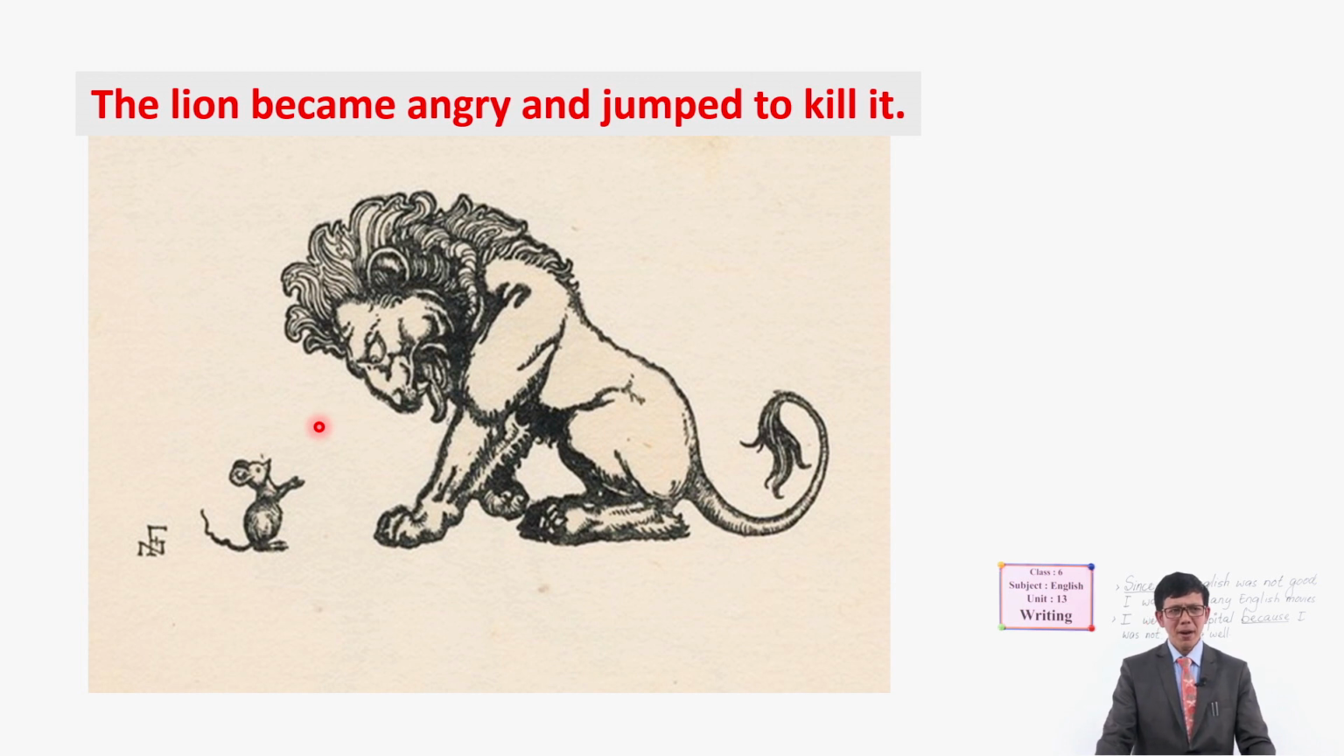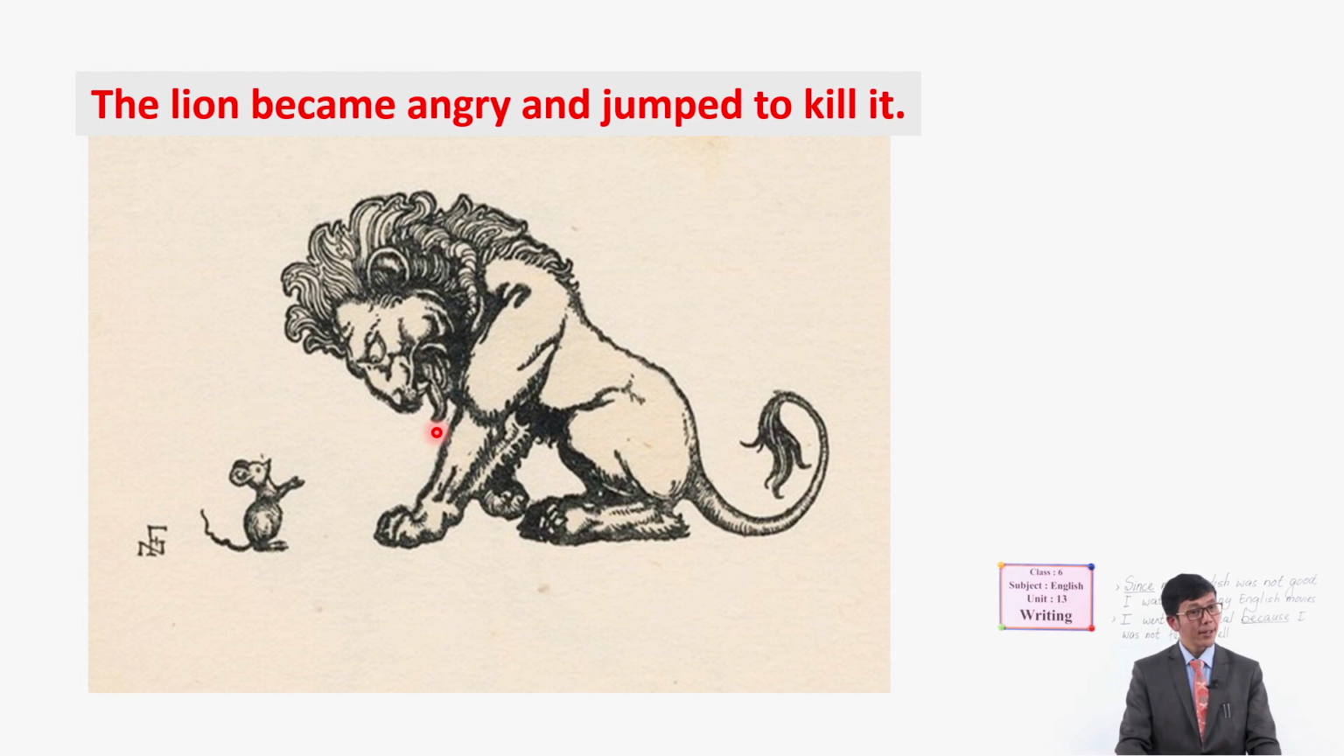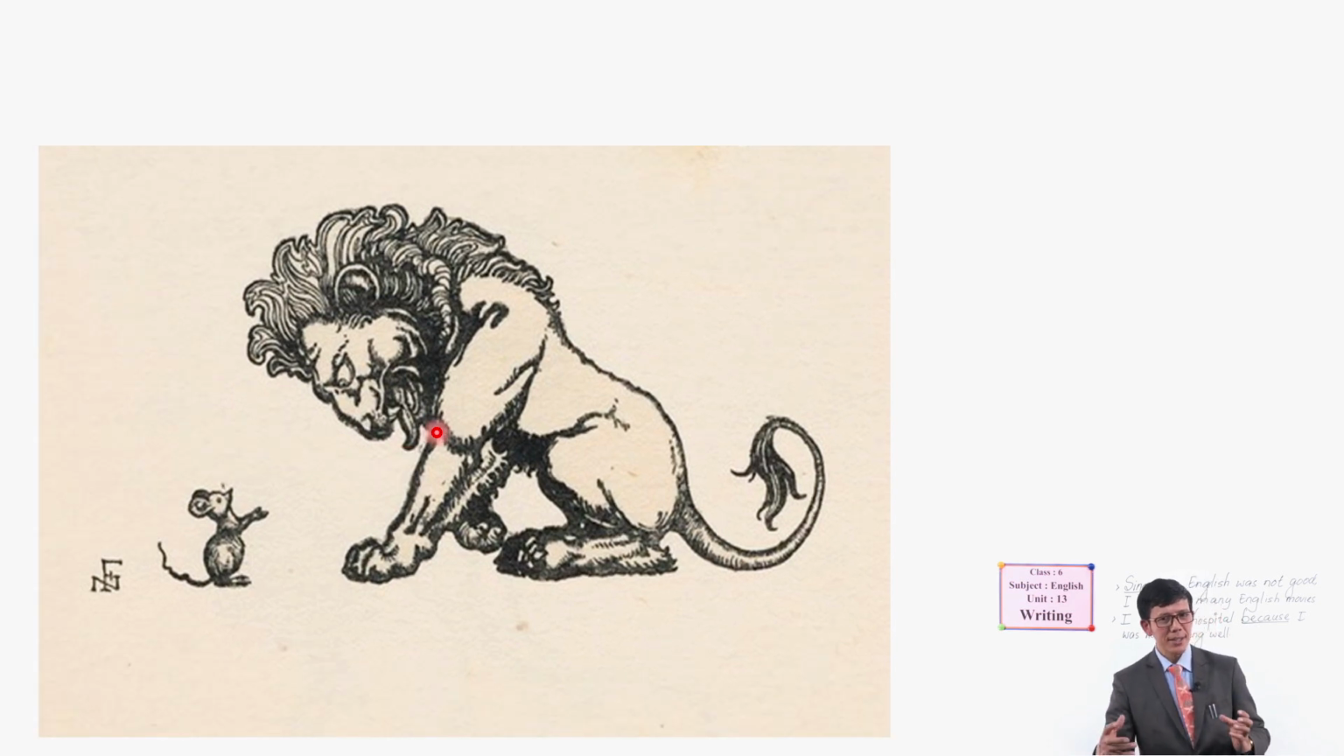Maybe the rabbit might have said something to the lion. Don't you think so? When the lion jumped to kill, the rabbit might have said something to the lion. So what did the rabbit tell the lion? You can think of that sentence. What did the rabbit say to the lion? Did you guess? Very good.